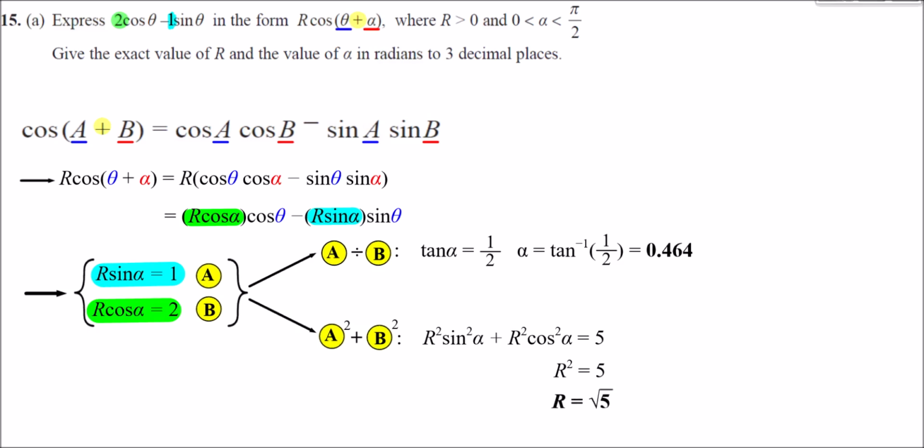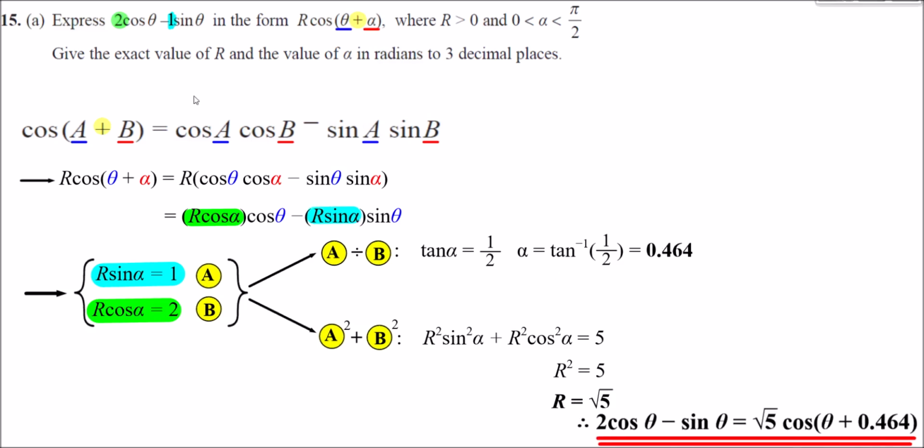I'm not going to give that as a decimal because the question is asking me to give r in exact form. So that's r in exact form, that's alpha to 3 decimal places. Piecing all this together, 2 cos theta minus sine theta must be the same as root 5 cos of theta plus alpha, where alpha is 0.464.